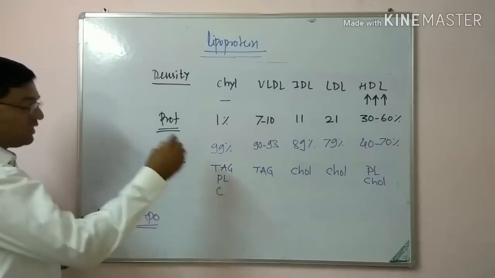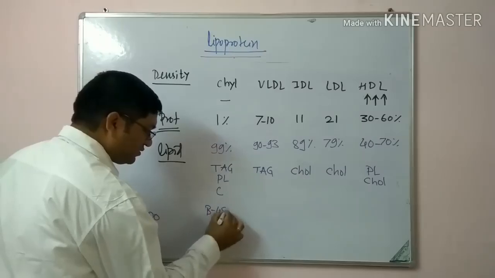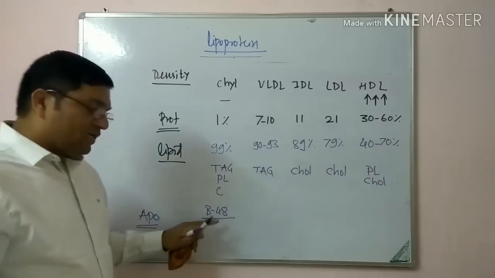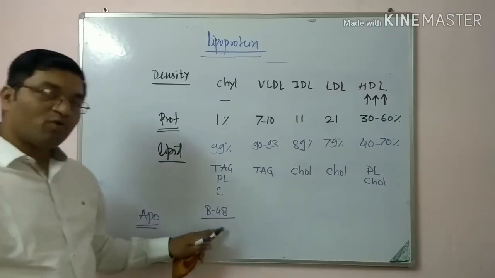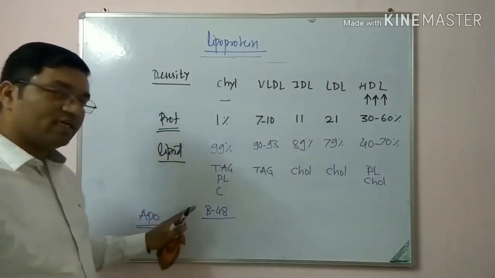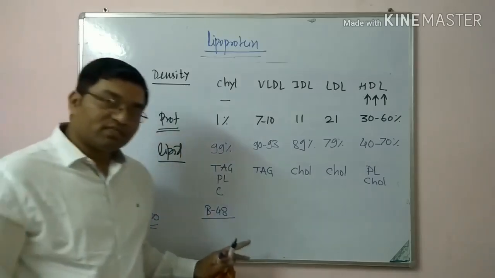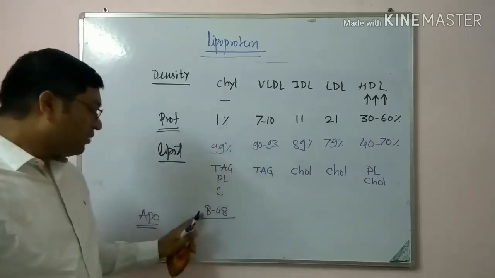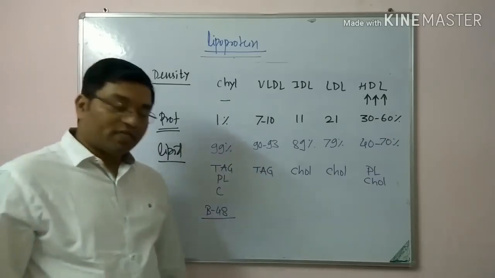Apoproteins. In chylomicron it is ApoB48. This one is the major. It is an example of RNA editing. The synthesis of ApoB48 occurs in the intestine, and due to the premature termination only 48% of ApoB is synthesized. That's why it is known as ApoB48.